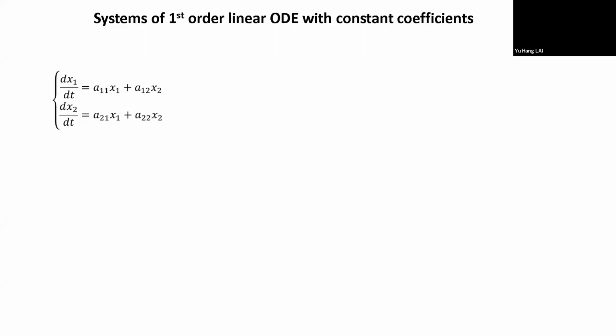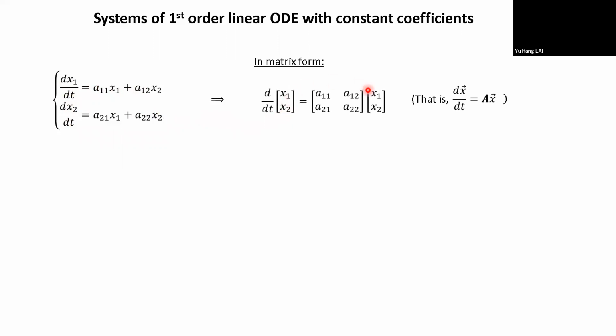Okay. So this is the system that we have seen in the last chapter, and now we are going to re-examine it. In the last chapter, the method that I taught is that I convert these two equations into just one second order ODE. But here we are not doing that. Here we rely on the matrix. So this system can be written in matrix form, just like this.